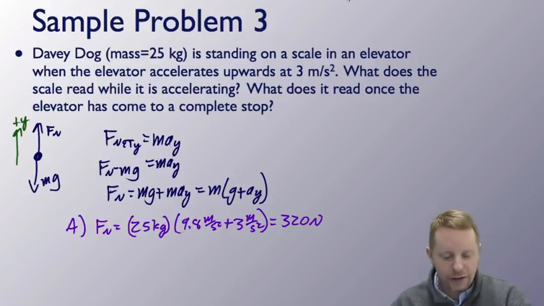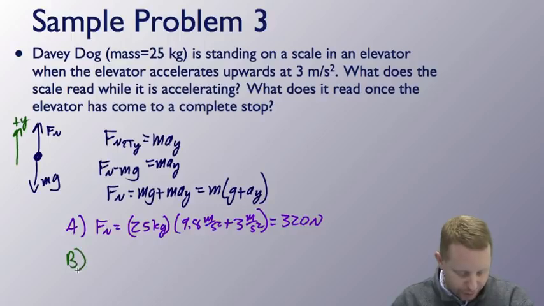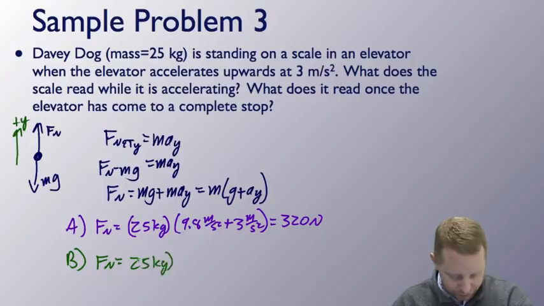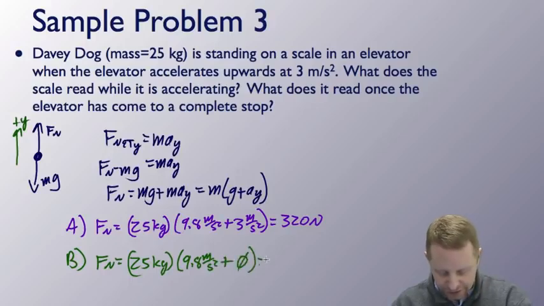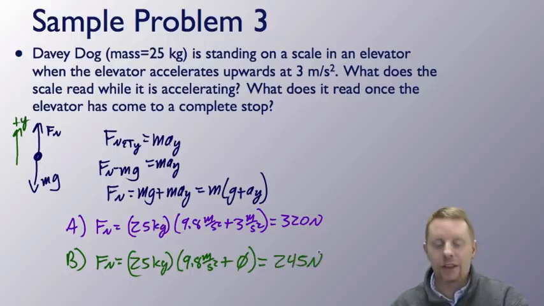For part B, what does it read once the elevator has come to a complete stop? Well, now normal force is equal to m, still 25 kilograms, times g plus ay, 9.8 meters per second squared, but it's not accelerating, so that's 0. So this is just going to be the weight of the dog, 245 newtons.